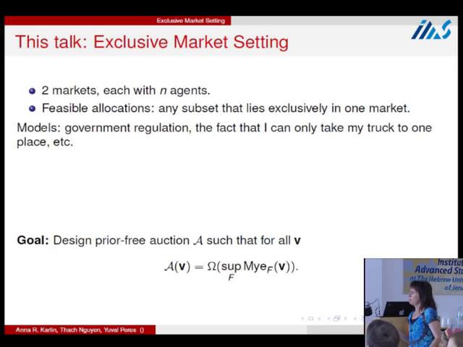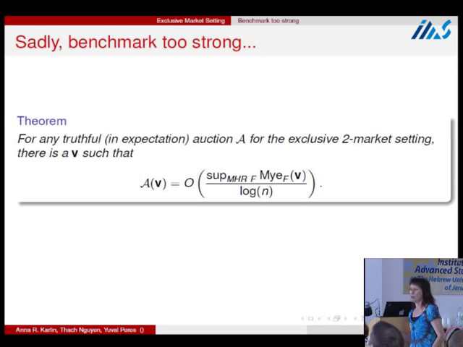that basically is competitive with this benchmark? And unfortunately, the answer is just no. And the first result is that for any truthful and expectation auction for this simple setting, there is going to be some input on which it can't get better than a log-n fraction of this revenue, even if I relax the benchmark to only optimize over monotone hazard rate distributions.